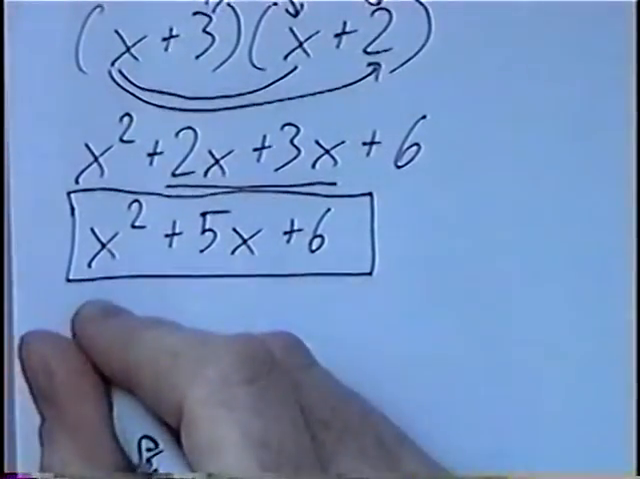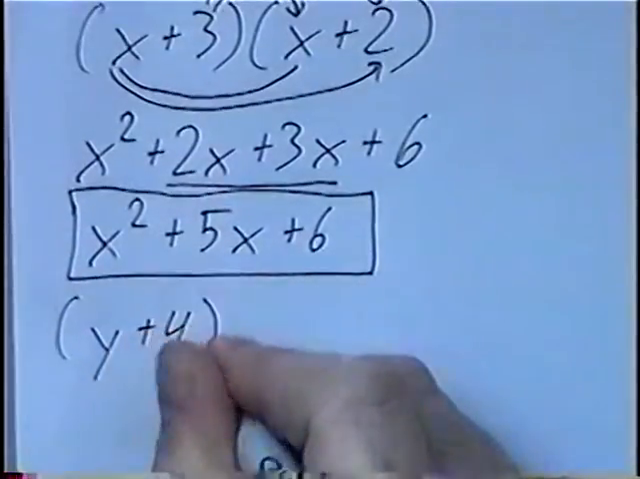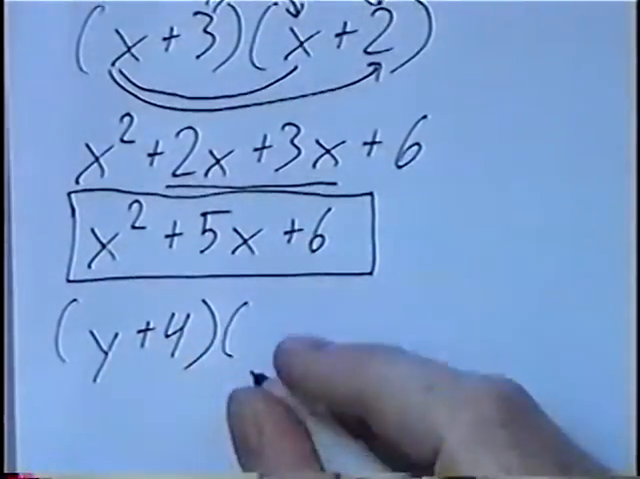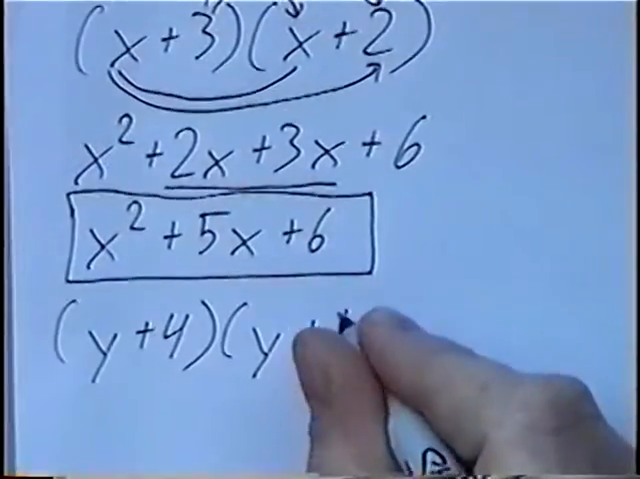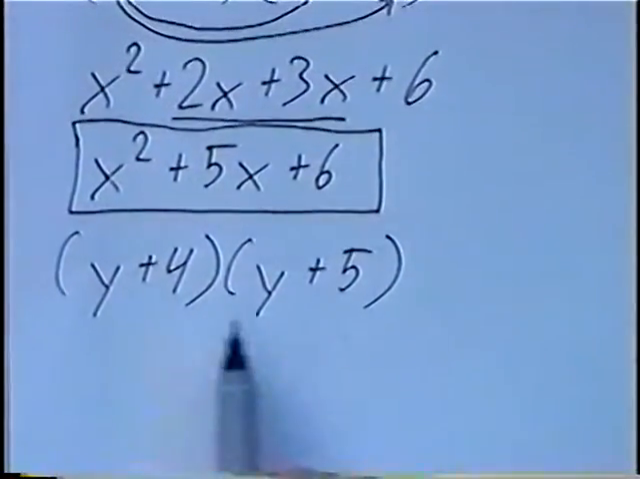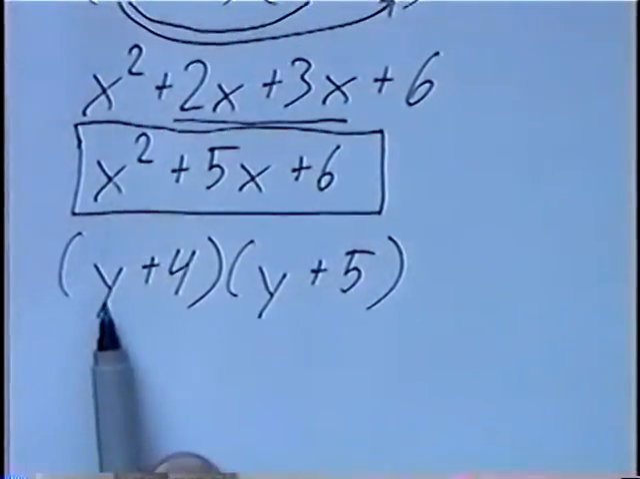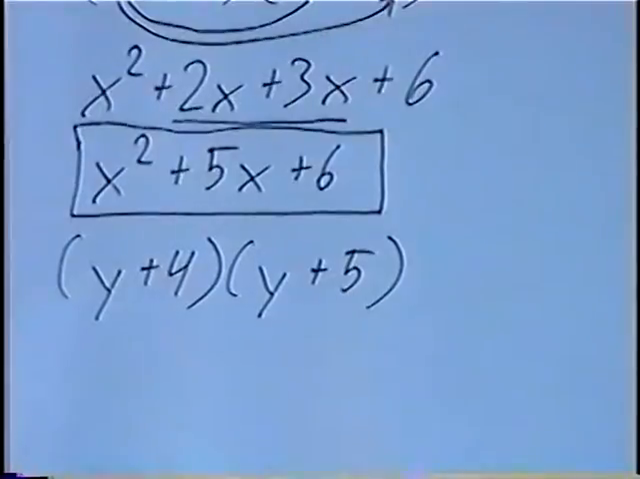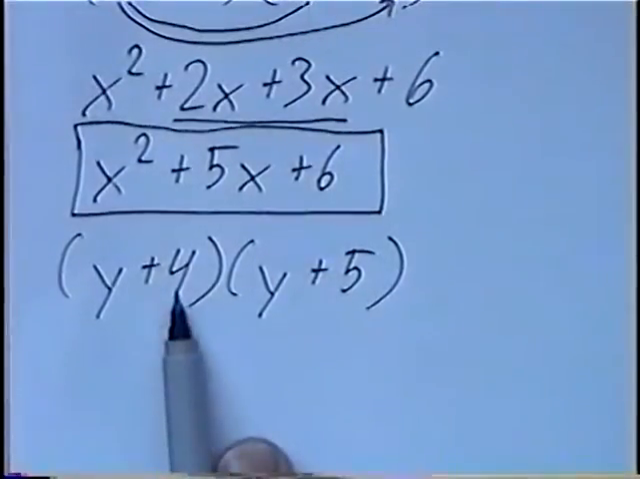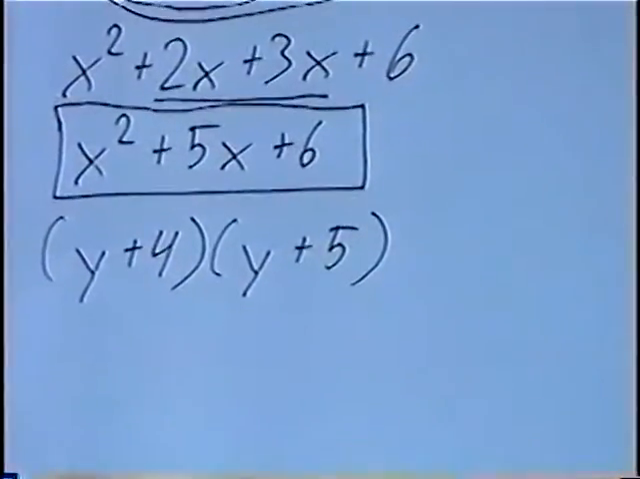Second question. In the first parentheses, y plus 4, and the second parentheses, y plus 5. And again, when we have 2 binomials, we'll multiply using FOIL. FOIL will basically take the first term y, multiply it by both terms in the parentheses, and we'll also take the 4 and multiply it by both terms in the parentheses.